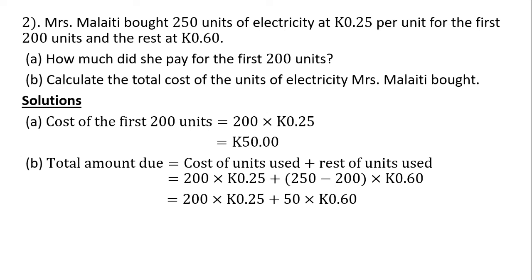plus 50 times 0.60. When you multiply 50 times 0.60 kwacha, you get 30 kwacha. So when we add 50 plus 30, we get 80 kwacha. So the total cost of the units of electricity Mrs. Malaiti bought was 80 kwacha.